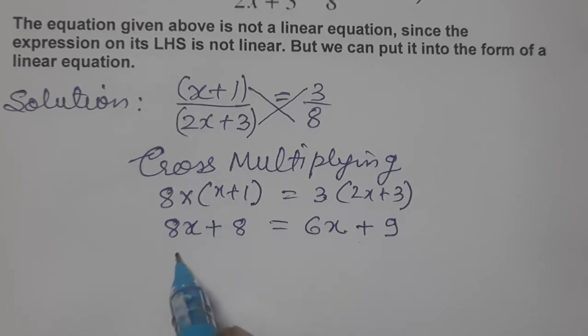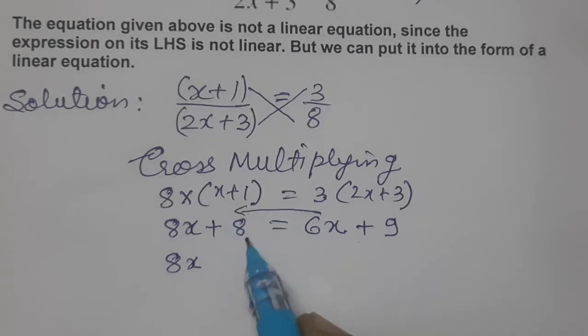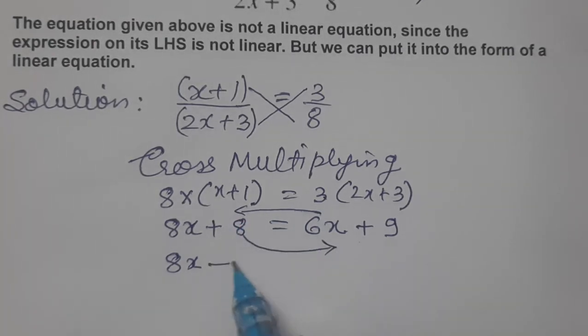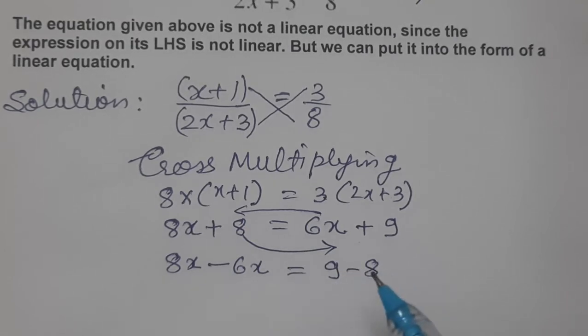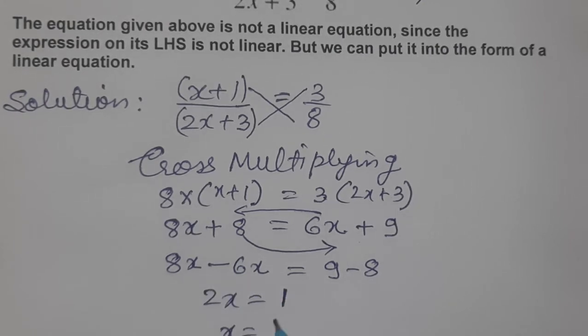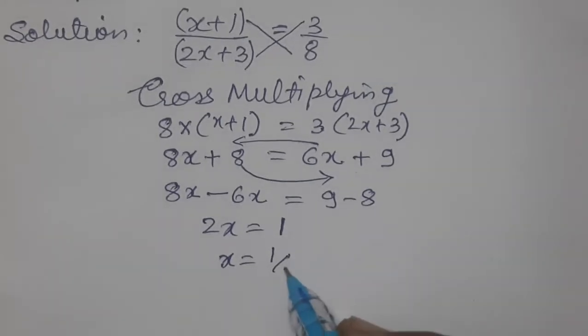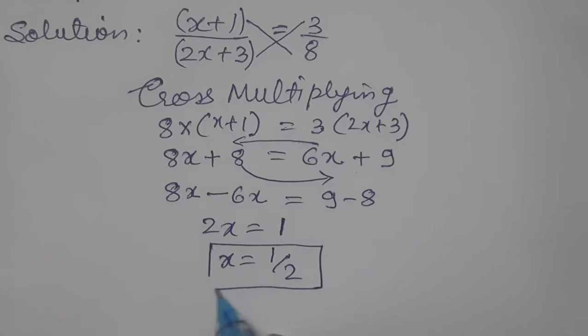So now we know very well how to solve: variable on one side and constant on the other side. So 8x minus 6x equals 9 minus 8, and while doing so the sign will always change. 8 minus 6, 2x equals 1, x equals 1 by 2 is our solution. So see children, how easily we have reduced the equation.